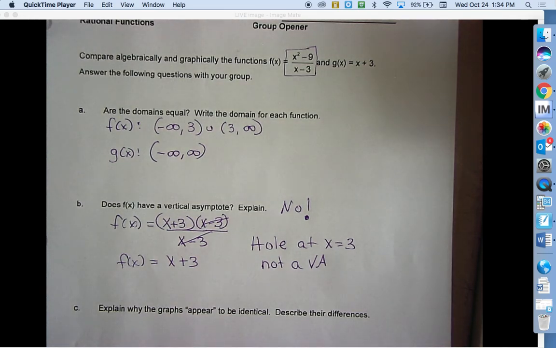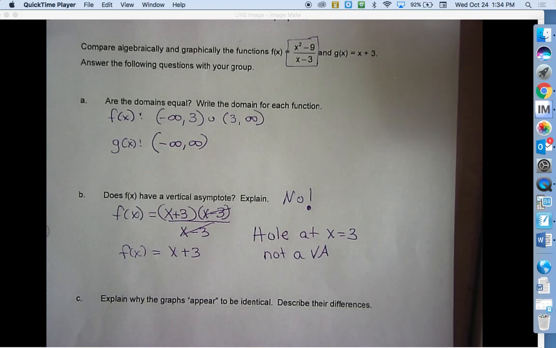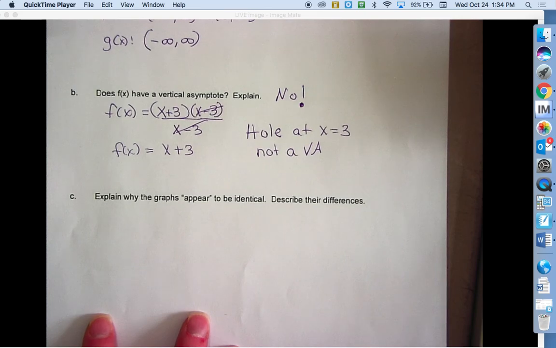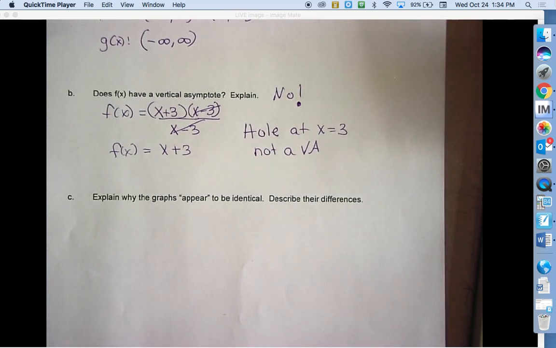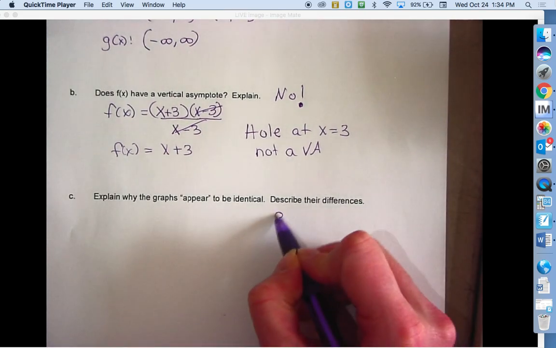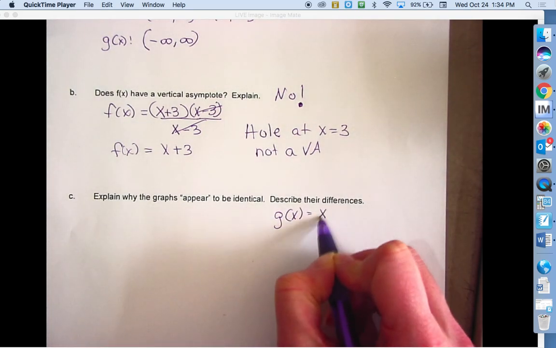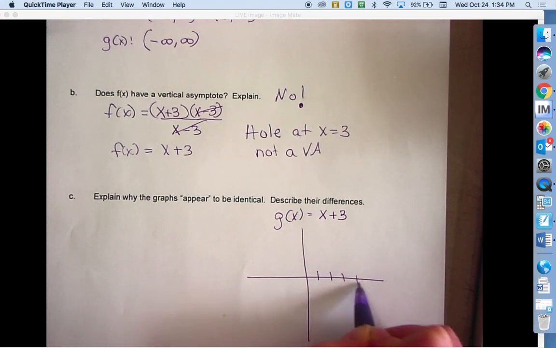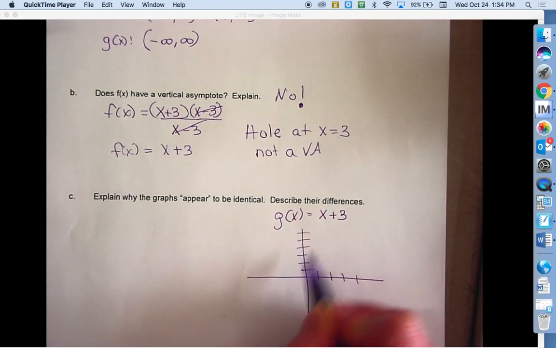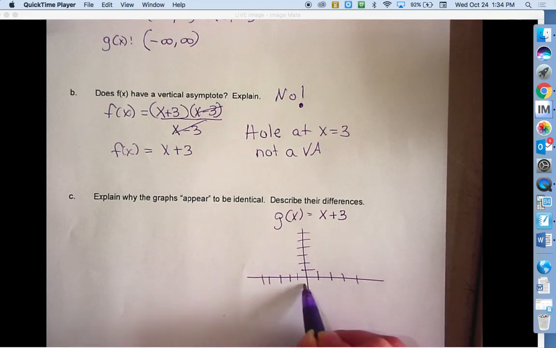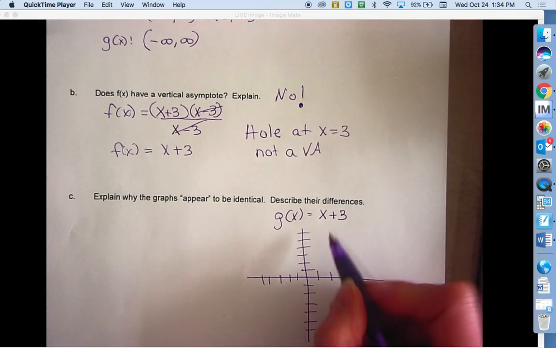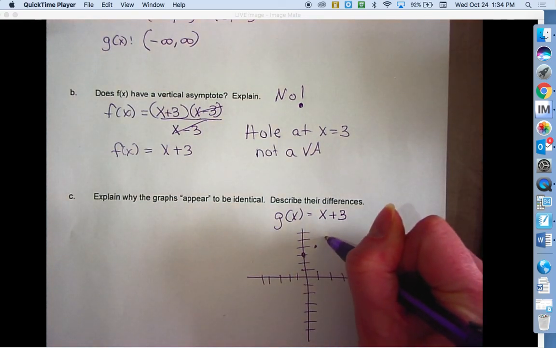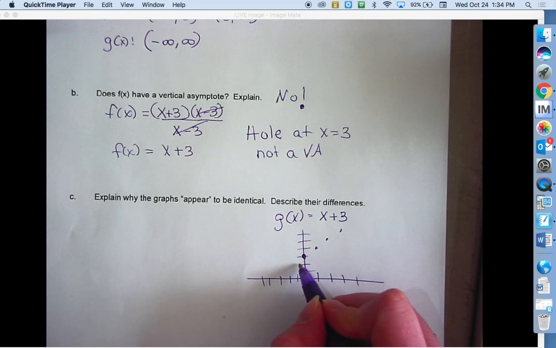So then if you graph it in your calculator, and I apologize, the sun is causing the picture to go in and out. It says, explain why the graphs appear to be identical. So let's talk about g of x, Brandon. What does the graph of x plus 3 look like? It's just a line. That crosses the y-axis at 3. Yeah, so crosses the y-axis at 3, has a slope of 1. Up 1 over 1, or down 1, backwards 1.